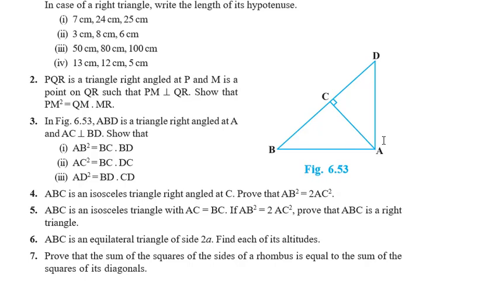Then again we have drawn a perpendicular. AC is perpendicular to BD. We have to show that AB square is equal to BC into BD. Then we have to show that AC square is equal to BC into DC, and we have to show that AD square is equal to BD into CD.